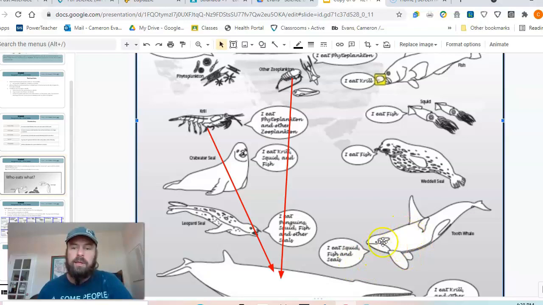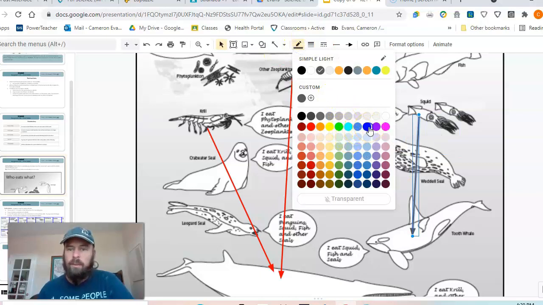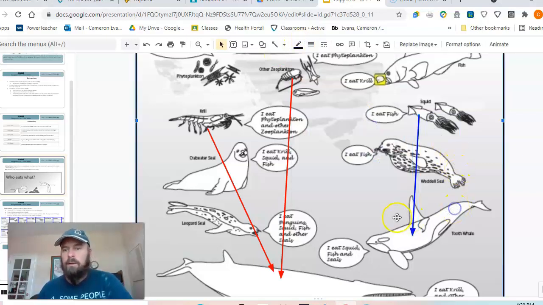So I'm going to do the same thing with this organism. So I'm going to make a line, and I'm going to say, let's see, I need to eat squid. So here's squid up here. Point it into the stomach of the killer whale. I can change the line weight. I can change the color. Maybe I'll even use a different color. Okay. And then I can do the next one.